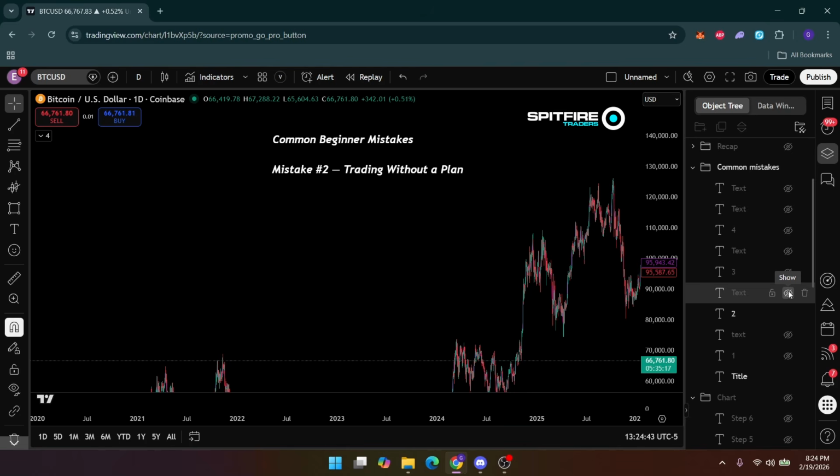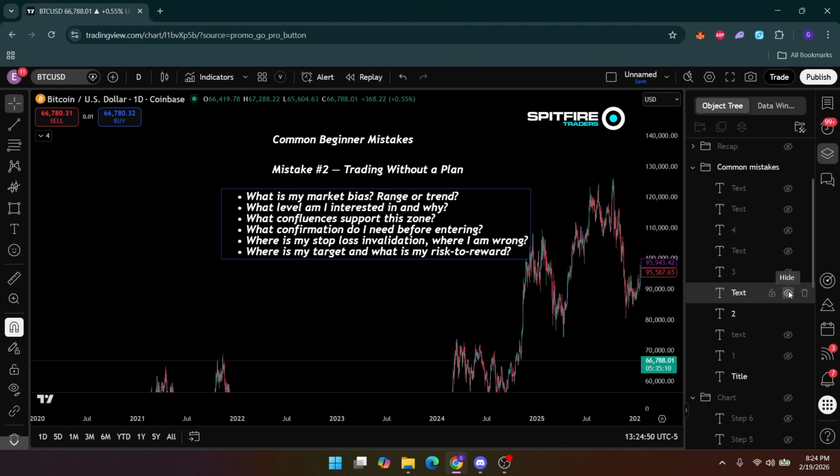For example, you should always know: what is my market bias? Are we in a range or a trend? What level am I interested in and why? What confluences support this zone? What confirmation do I need before entering? Where is my stop loss invalidation? Where am I wrong? Where is my target and what is my risk reward? That's what separates charting from trading. Anyone can draw levels, but consistency comes from having rules you follow every single time.